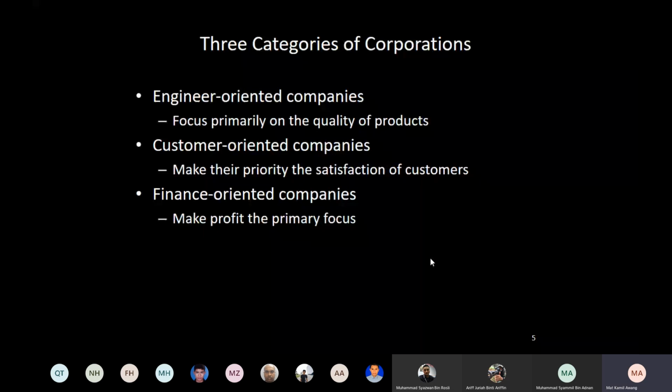Another type is finance-oriented companies. Their focus is making money. This is like banking in Malaysia, where whatever they want to charge as interest, to profit. Their orientation is making money. So these are the three types of corporation: engineer-oriented companies, customer-oriented companies, and finance-oriented companies. Any questions so far? No.